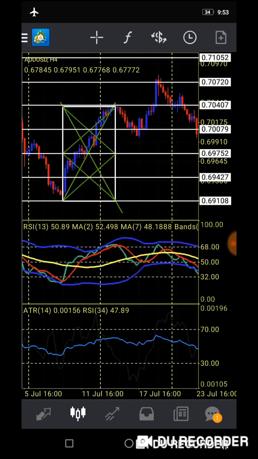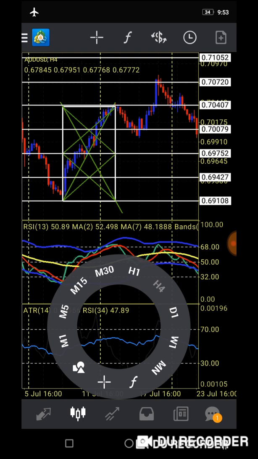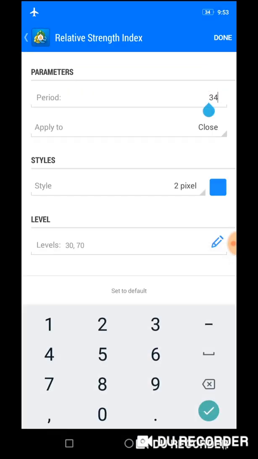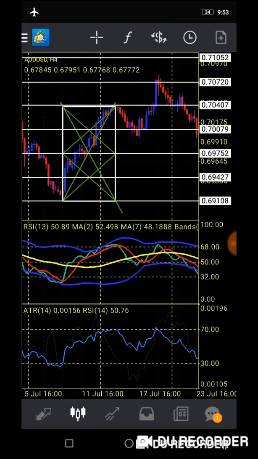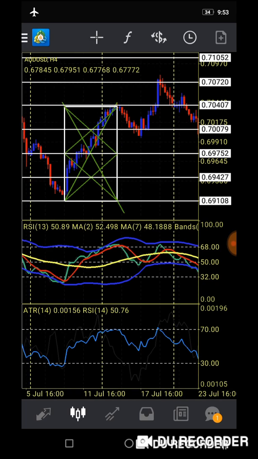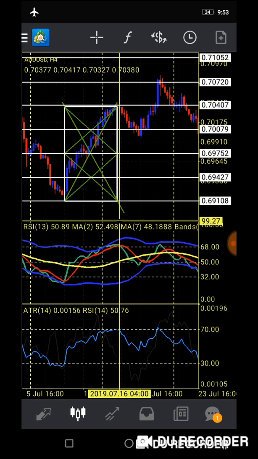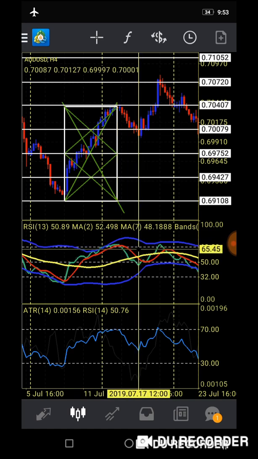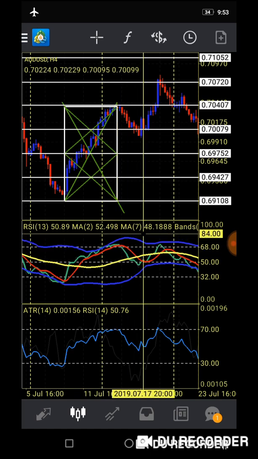Good. Now to the RSI. Let's try something new. Let me edit it and make it the traditional pattern we know, 14. Done. Look at this point. Market said over what? But at 70. That's this point here. It did what? It came down and it got to this point and started going up again.